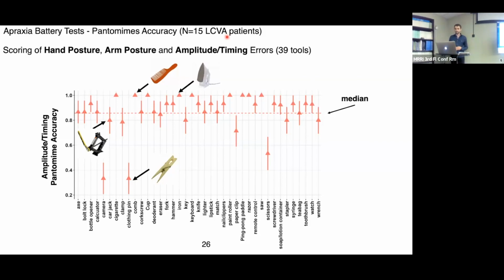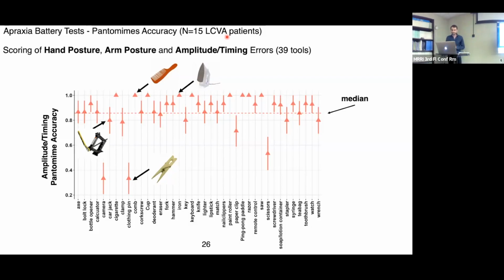So if we are considering the comb, let's say the end posture like this, probably not a very conventional way to pantomime. If I'm on the arm posture, if I'm putting my arm here, that's probably also not a conventional way. I'm not sure these are errors that patients are making, but it's just to illustrate. And then amplitude timing is like if I'm doing this movement, for instance, it is not very conventional as well. And then timing is more the speed of the movement. So if I'm doing this movement, that's probably not conventional as well. So that's the type of error that we are coding and scoring for each of the tools.